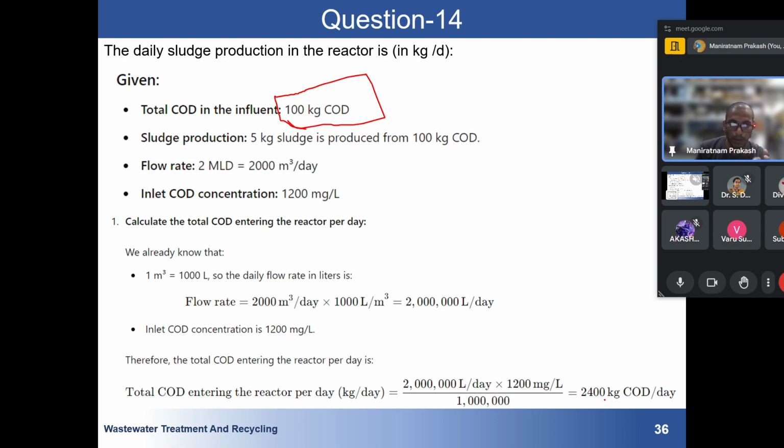Everyone is getting it? One time we use COD in milligram per liter, which is a parameter of wastewater, but when we represent it in the form of mass, we simply say 100 kg COD.